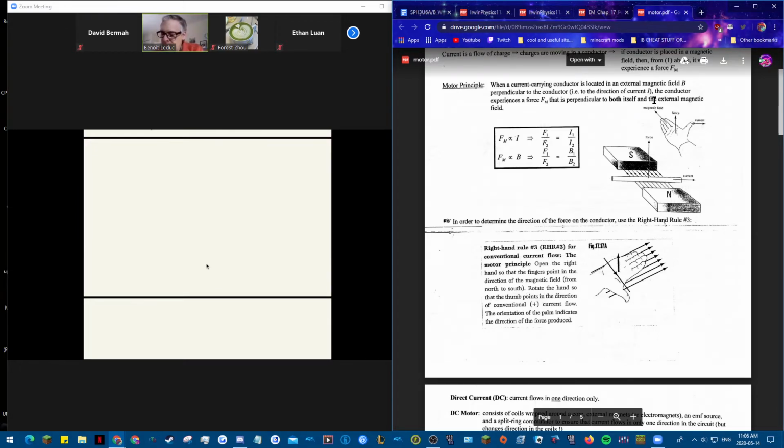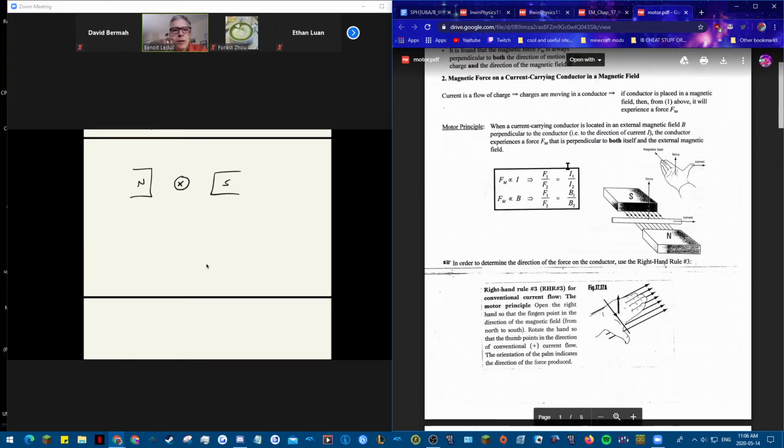All right, so let's have this. This is north and this is south. I have a wire right here, going through like this. And the current is going this way. So it's going into the screen, into the board, away from you as you look at it. In which direction will the electrical force be on this wire?